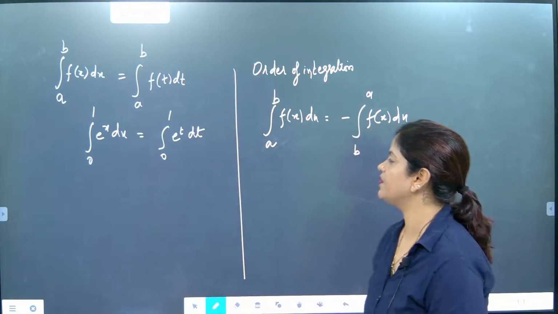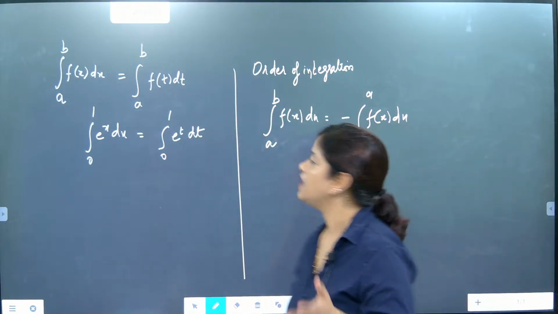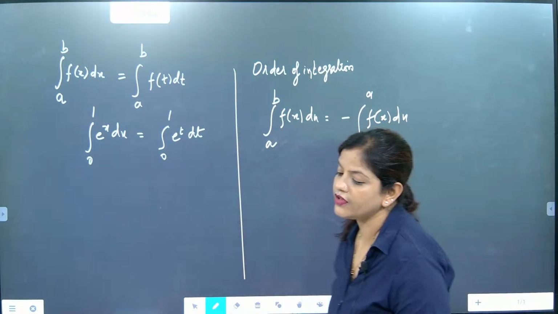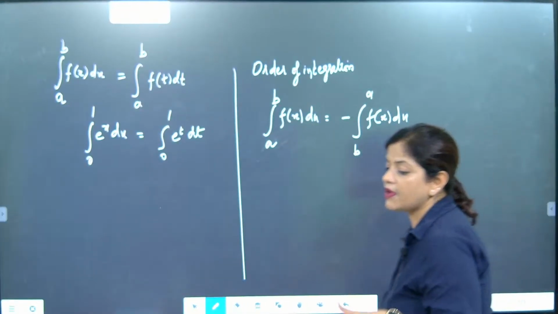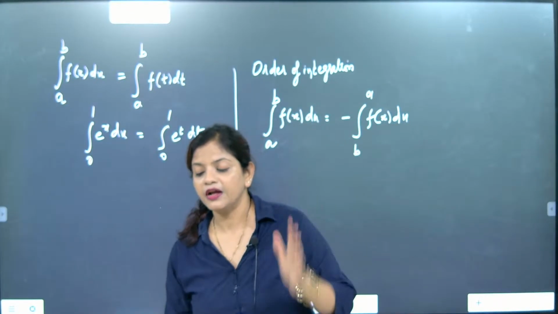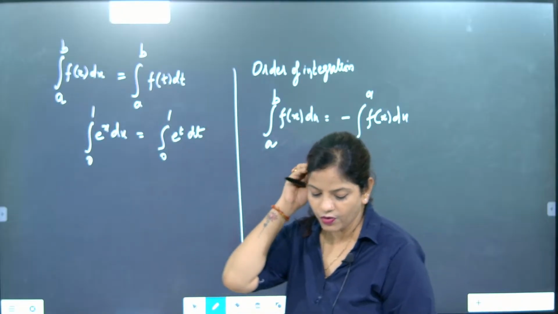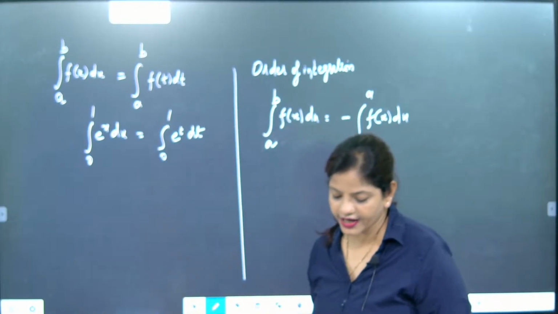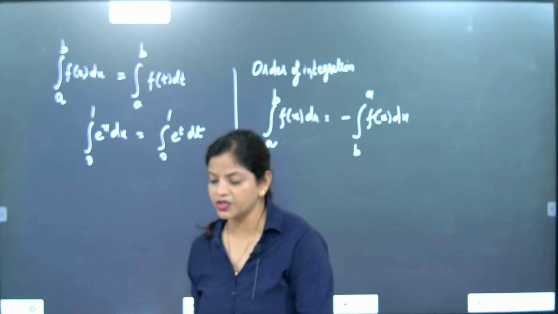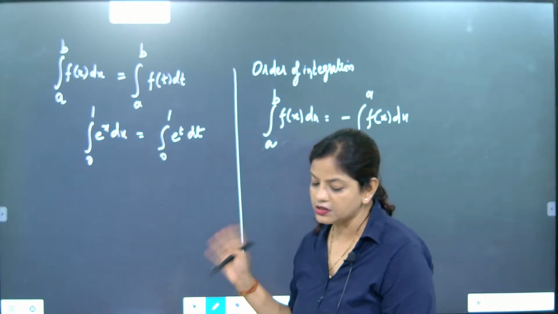The second part is very important. If it is lower limit to upper limit, f of x dx, then if you change it, it will become minus b to a f of x dx. This is a very important property. Understood? This is the second property which we will be using. Okay. Now next comes the third property.